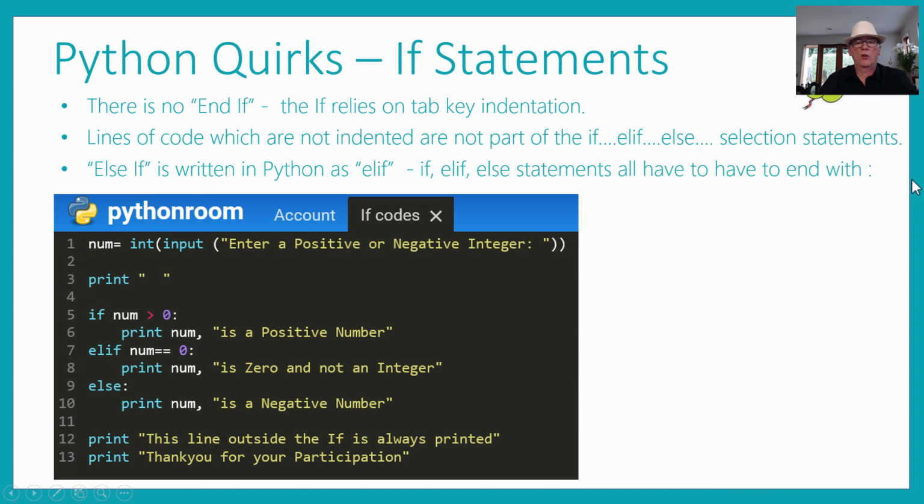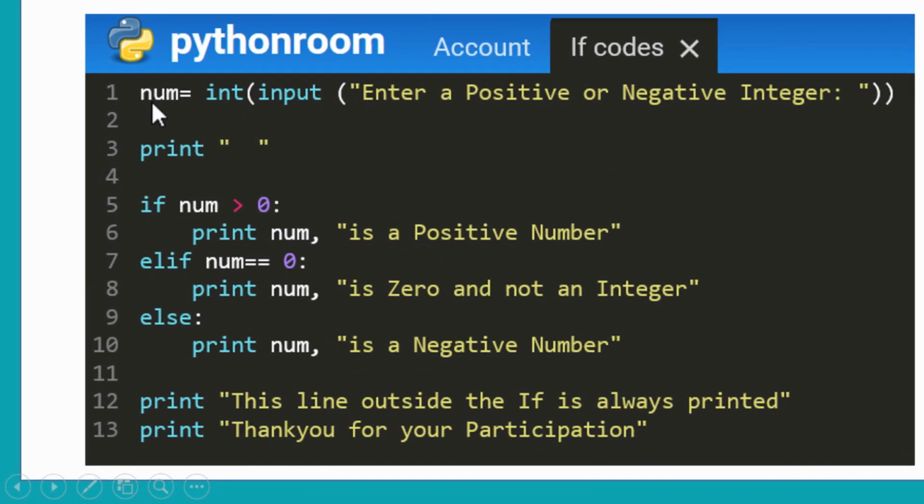Okay, if statements are also quite significantly different to Visual Basic and to how you would have written them up in pseudocode perhaps. So here we've got something where we're defining the number, and we want that to be an integer. So we put int input, enter a positive or negative number. Print quotes there just prints a blank line to make it look neat. But we've got if the number is greater than 0. You'll notice there's no end ifs here in this code, and there's no else if. They use this word elif in Python instead. So that's a little bit different.